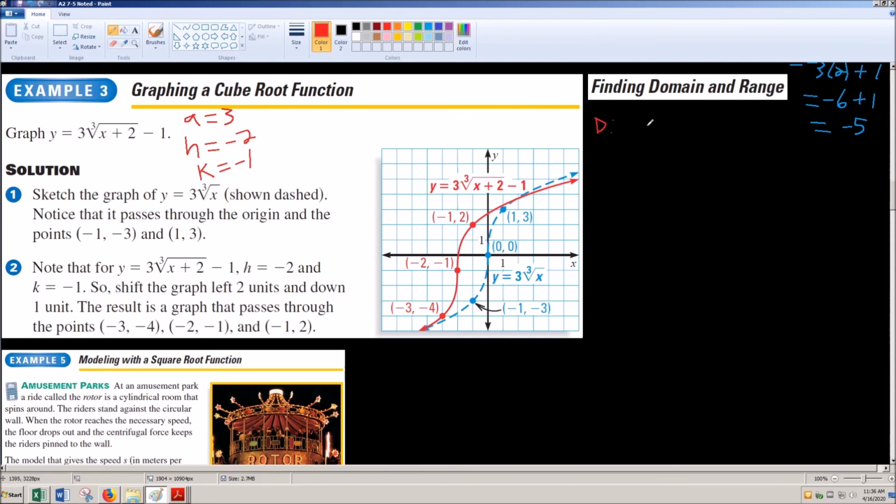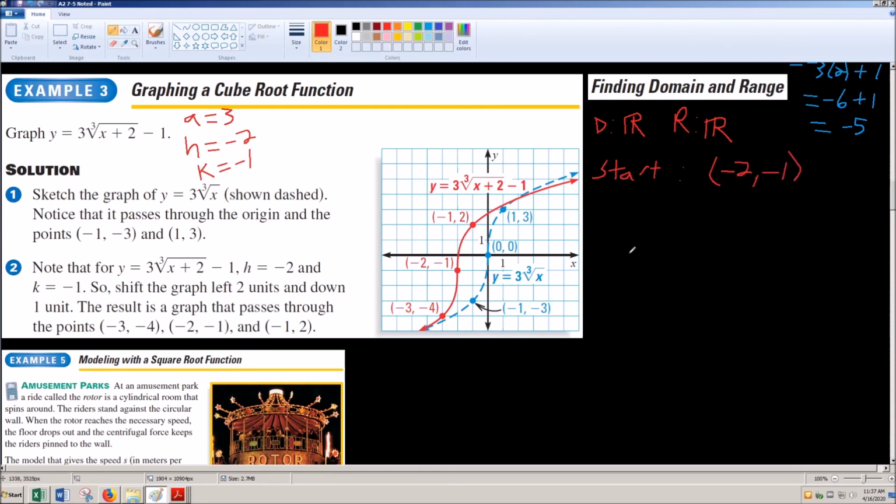Domain and range is pretty easy for these ones, as it is all real numbers. So that's good to go. Easy when we get to these cube root functions. And then I want to think, okay, well, how do I graph this thing? So I want to start at h, k. So I start at negative 2, comma, negative 1.